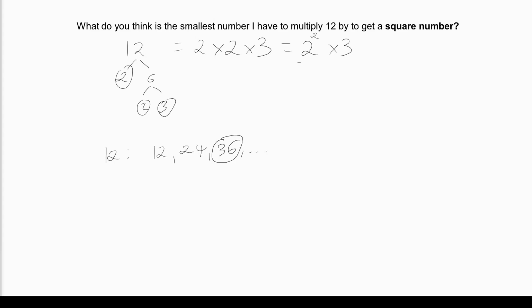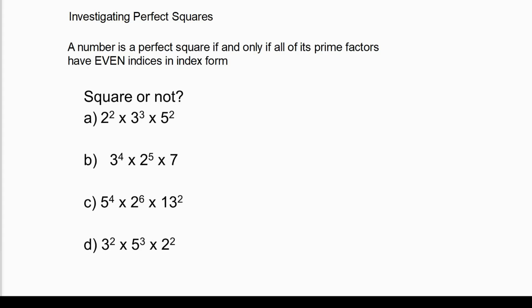And if we look at the expansion in index form, I have 2 squared times 3. If I times this by 3, we should notice that this is going to be 2 squared times 3 times 3, which is 3 squared. And what has happened to the indices? Well, both of the indices are now even. And this leads us to the general rule that a number is a perfect square, another word for square number, if and only if all of its prime factors have even indices when I write it out in index form.